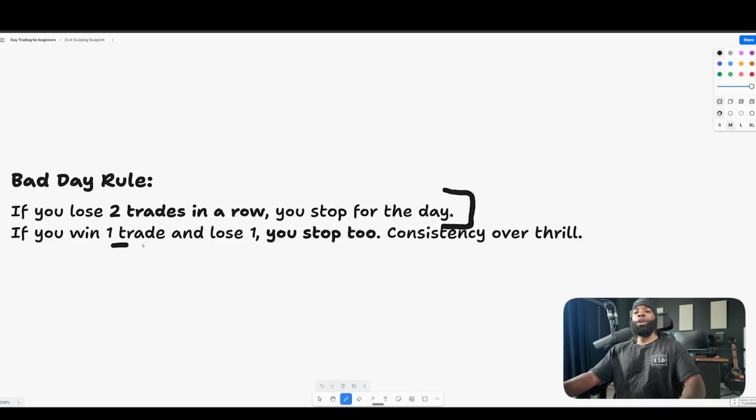And then if you win 1 trade and lose 1, you stop too. Consistency over thrill. So you want to make sure that you're always staying consistent with this rule, because this is what's going to scale your account literally from that $500 to $10,000. This whole game plan here is the exact game plan I follow, just trading 1 pair.